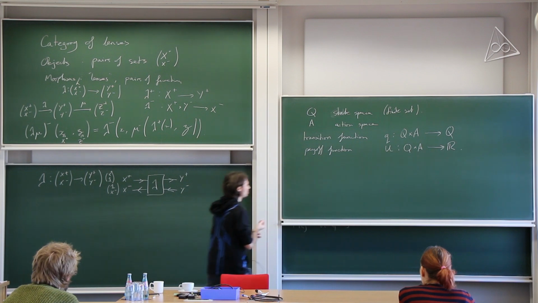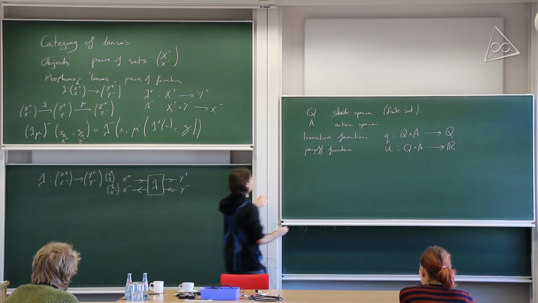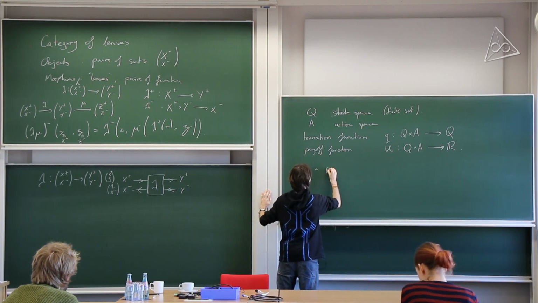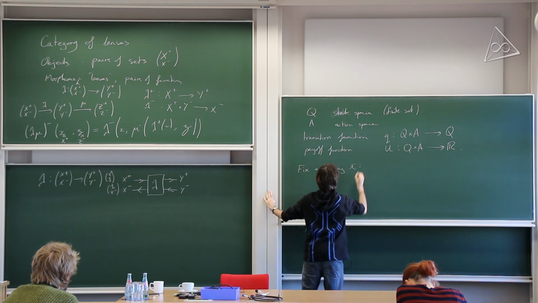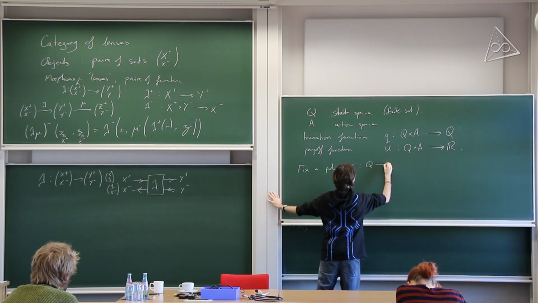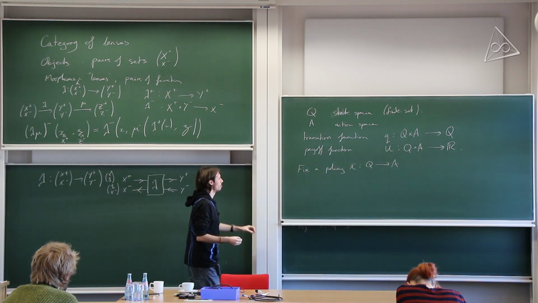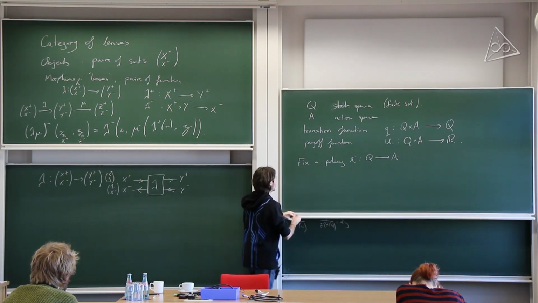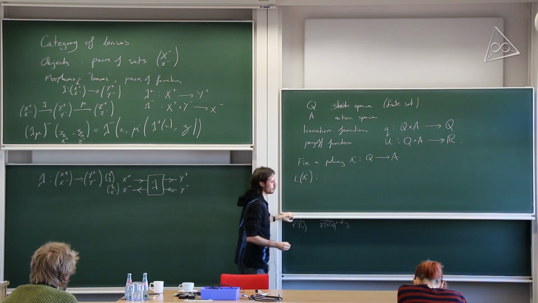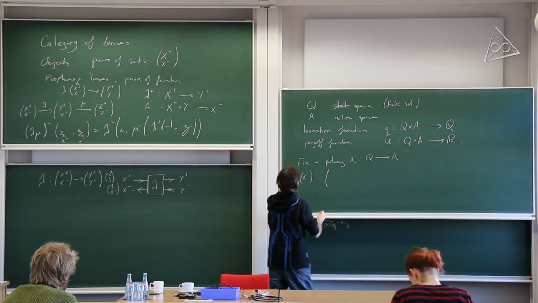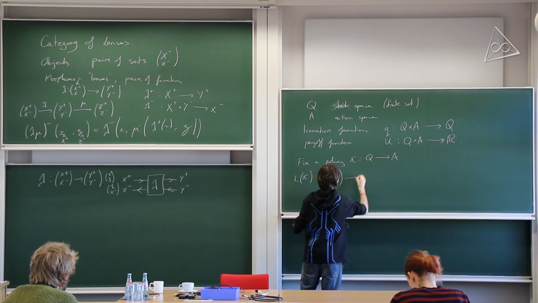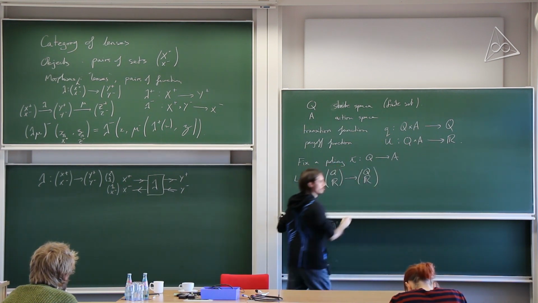If I fix a policy, pi, which is going to be a deterministic policy, so it goes from states to actions, now I can package this into a lens, which I'll call L of pi, and this is going to be a lens going from Q reals to Q reals.